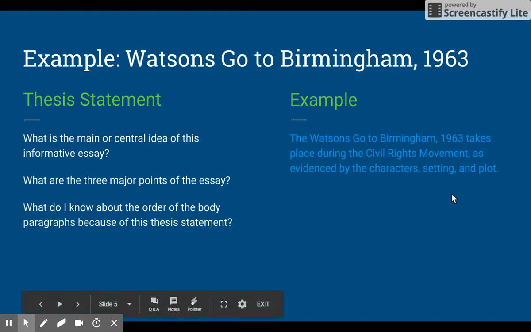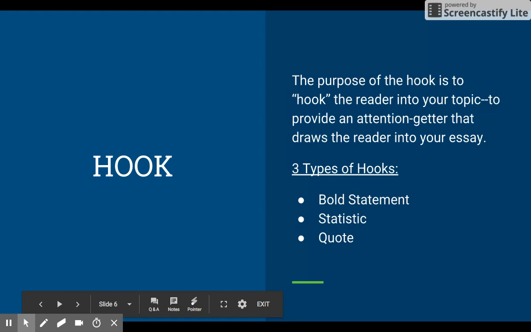So let's back up then and go to our first sentence of the introduction, the hook. The purpose of the hook is to hook the reader into your topic. You're giving an attention getter, so that will draw the reader into your essay.